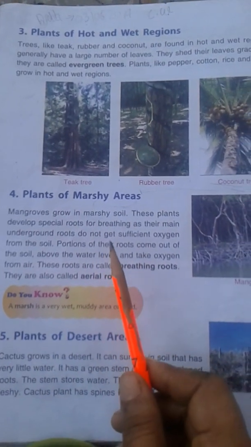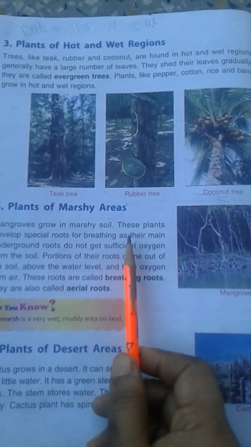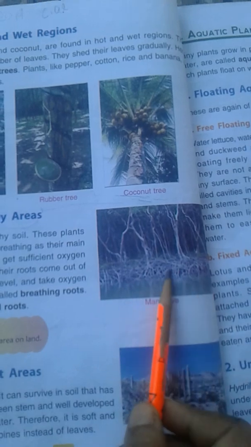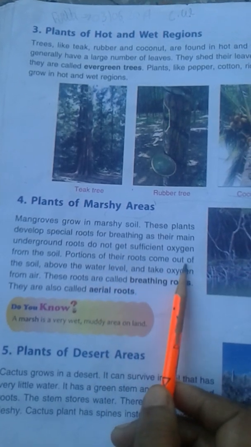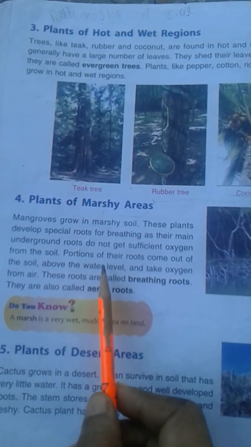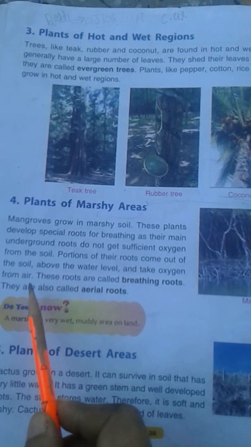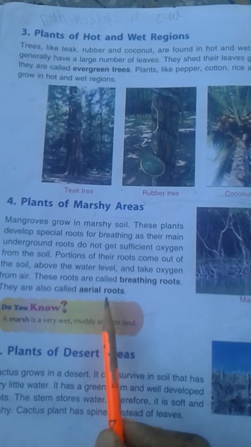Plants of marshy areas. Plants of marshy areas means mangroves growing in marshy areas. Marshy area means where there is always water and mud. Their main underground roots do not get sufficient oxygen from the soil. A portion of their roots comes out of the soil above the water level and takes oxygen from air. These roots are called breathing roots. They are also called aerial roots.